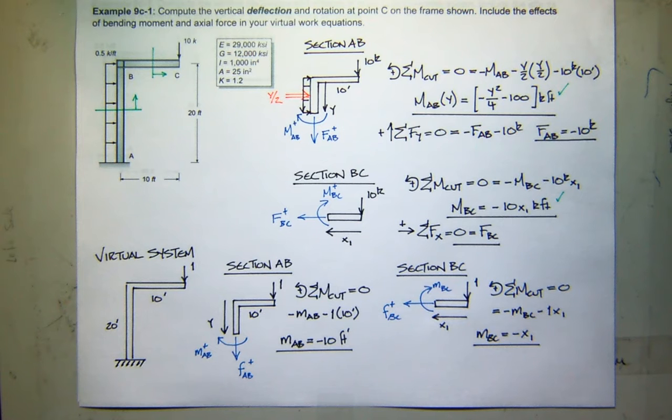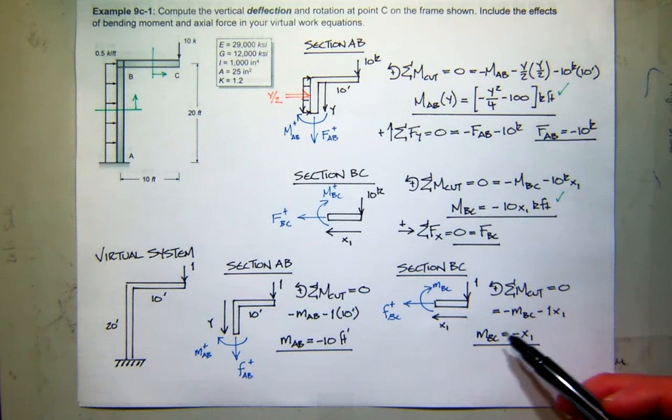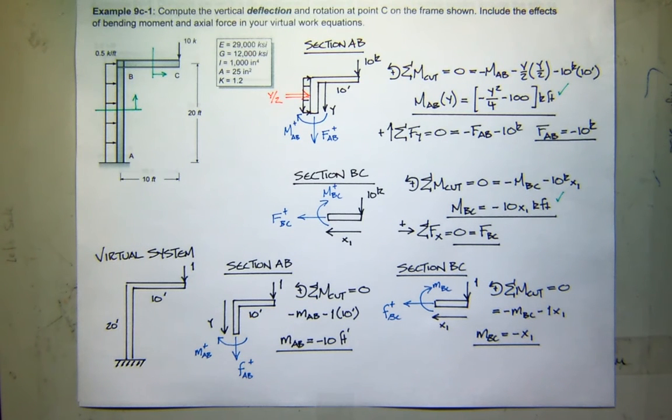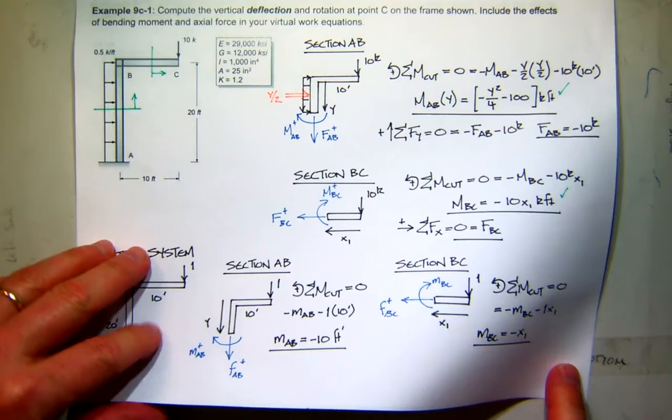So from my perspective, you've done all the hard work. You've got the real moments for the system and forces. You got the virtual moments for the system and those forces. Now we just need to write the two virtual work equations, one for bending and one for axial force. So I'm going to need a new page here. So let's flip this one up.